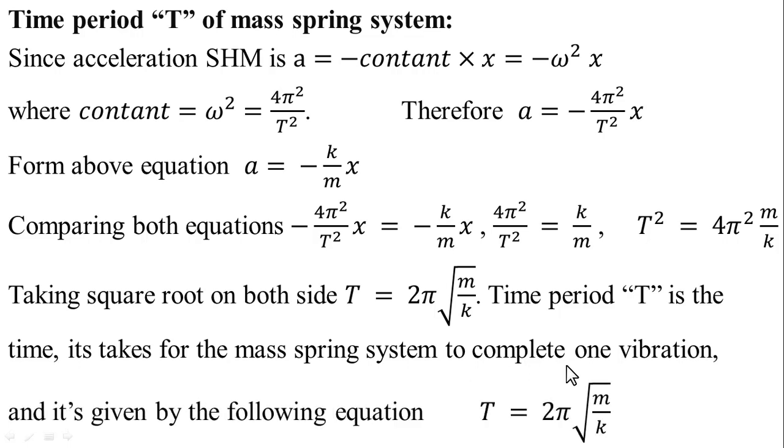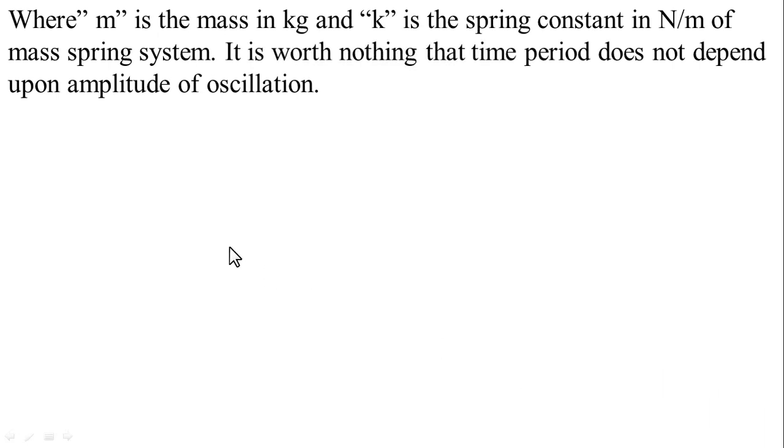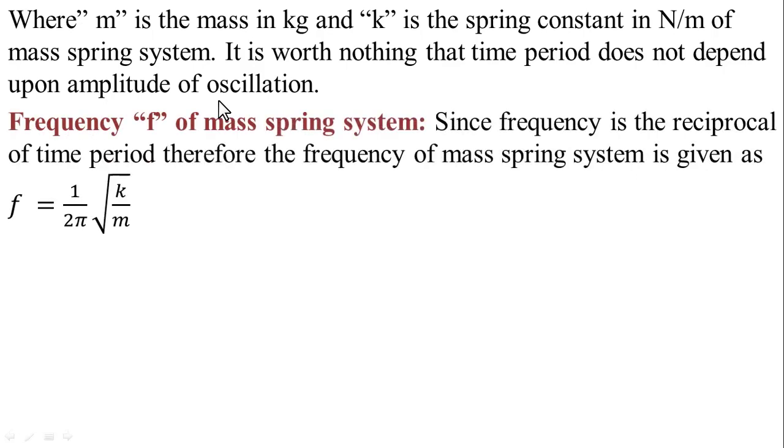Now we have found the formula for the time period: T is equal to 2 pi square root of m over k. Here m is the mass in kg and k is the spring constant, whose SI unit is Newton per meter, of a spring system. It is worth noting that the time period does not depend upon the amplitude of oscillation.